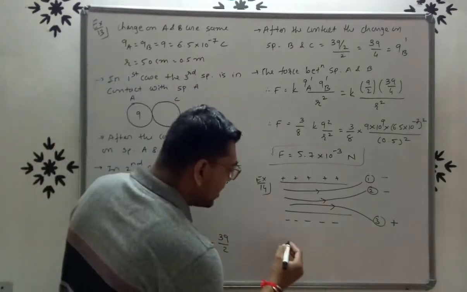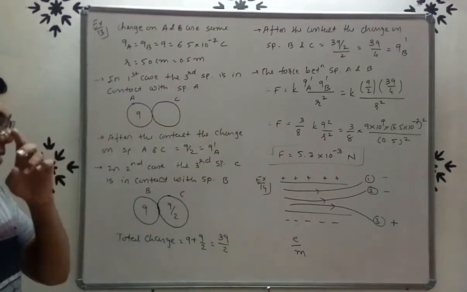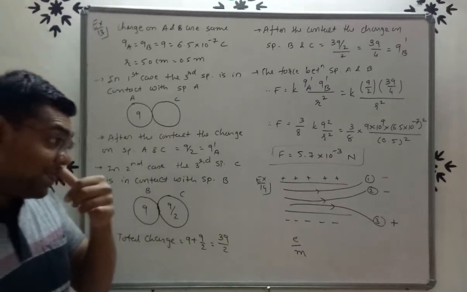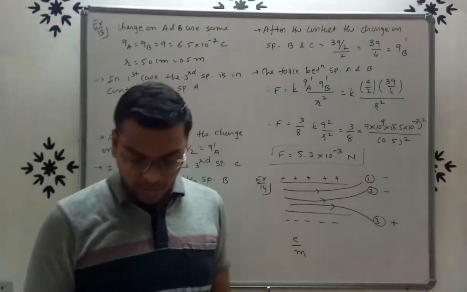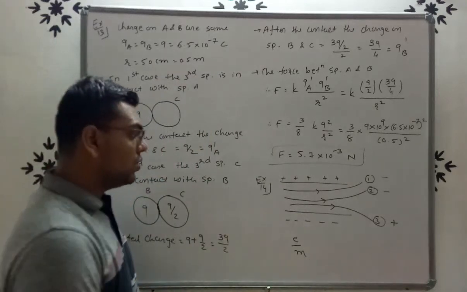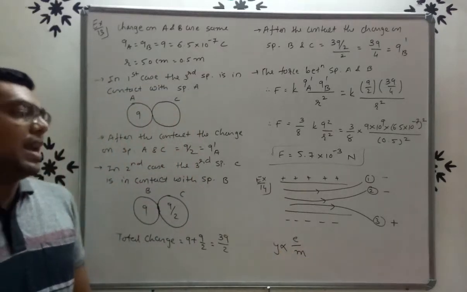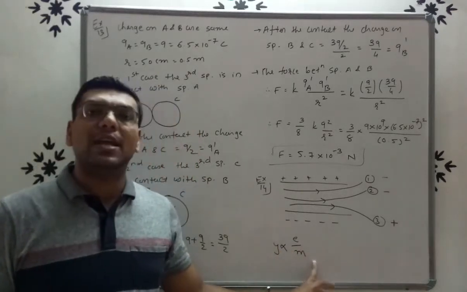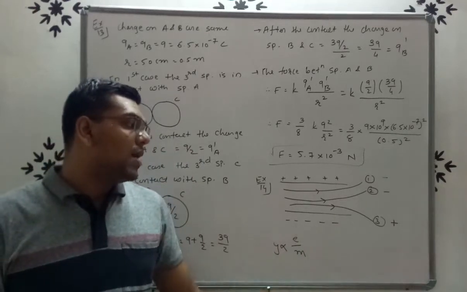Right, so charge to mass ratio, that is e by m. Right, now the question is which particle has the highest charge to mass ratio. So you have to remember that y is proportional to e by m. Charge to mass ratio, that is e by m. So y is proportional to e by m.